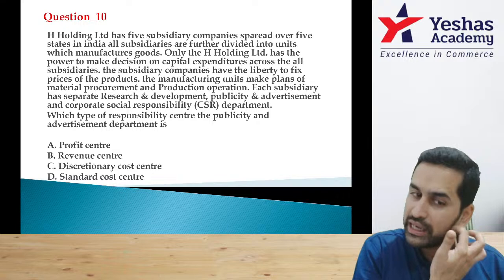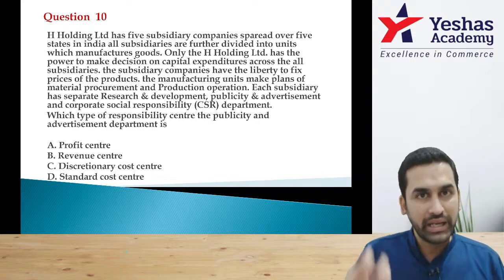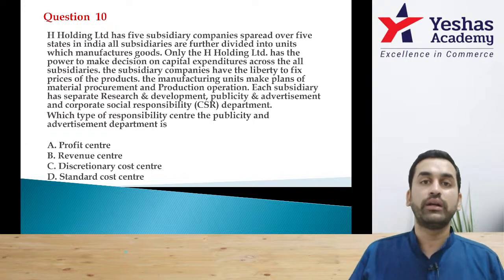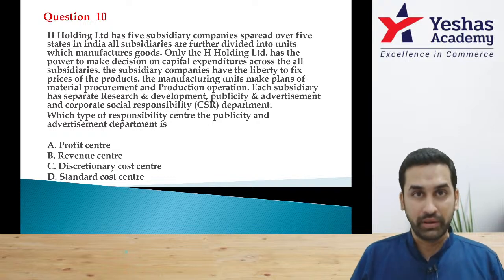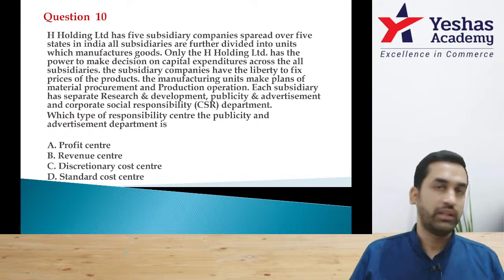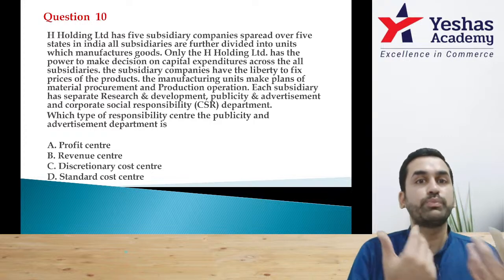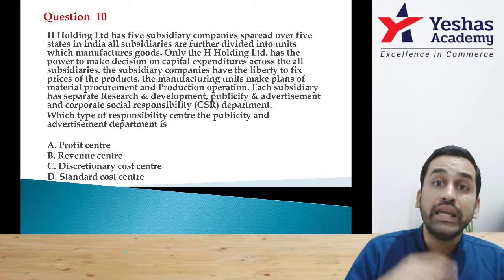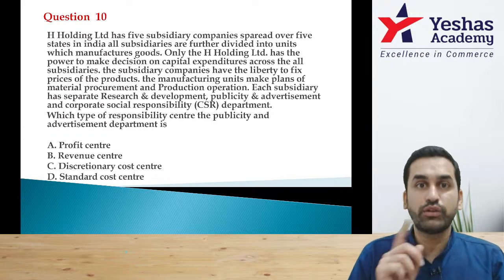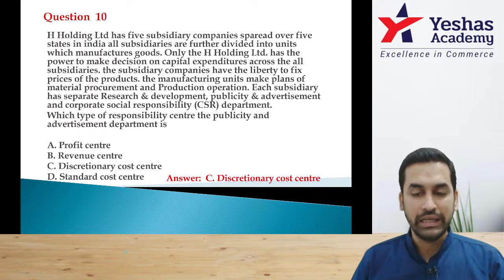Correct? Definitely advertisement expenditure is a discretionary cost center because the company can decide whether to give advertisement or not. If they want to give, how big the ad should be, which paper, which day, whether color or black and white, front page or middle. That means that cost can be altered. You want to spend more, you spend. You don't want to spend, don't spend. You want to spend but spend very little, even that option is available. That's why it's called discretionary cost. Therefore the correct answer is option C, discretionary cost center.